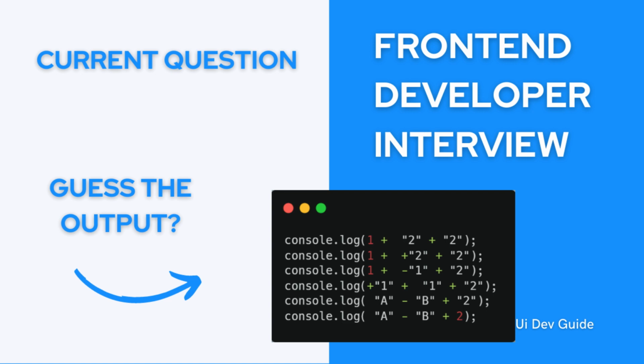0 plus 2, so 02 will be there, I think the third one. And for the fourth one we're converting a string again to +1, and then we have a string, so it will be 1 1 2. The fourth one will be 1 1 2.